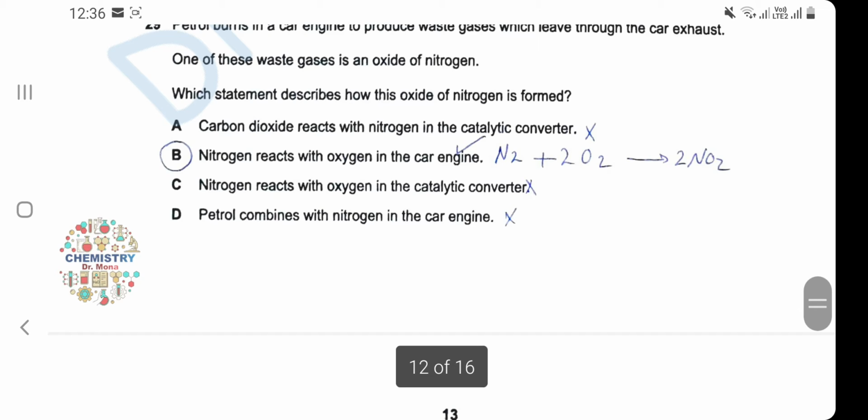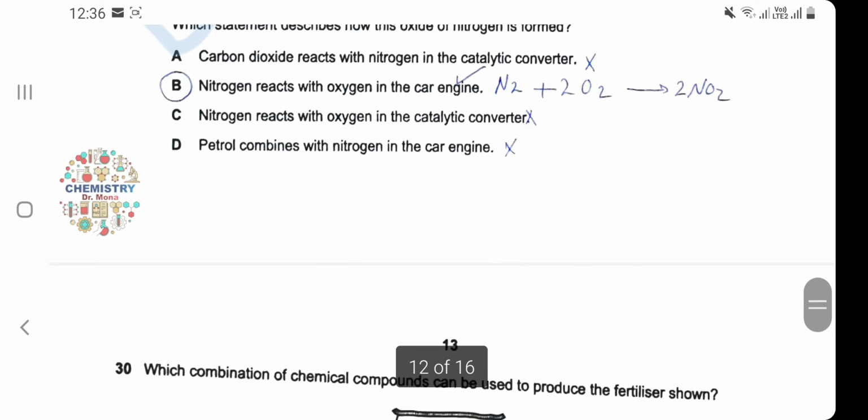Answer C, nitrogen reacts with oxygen in the catalytic converter, and this is wrong. Petrol combined with nitrogen in the car engine, and this is wrong.